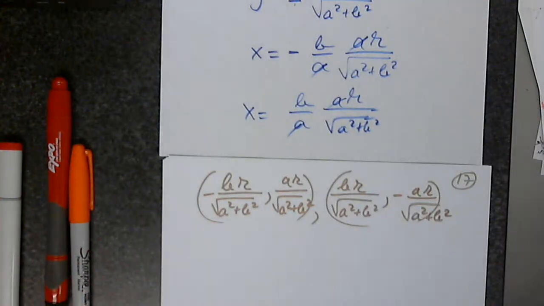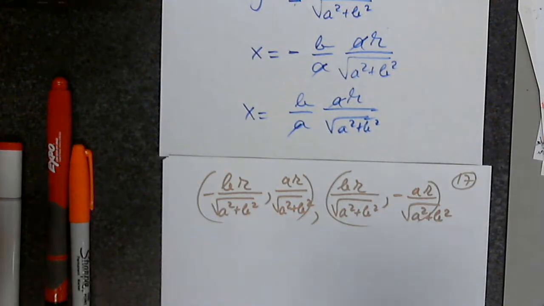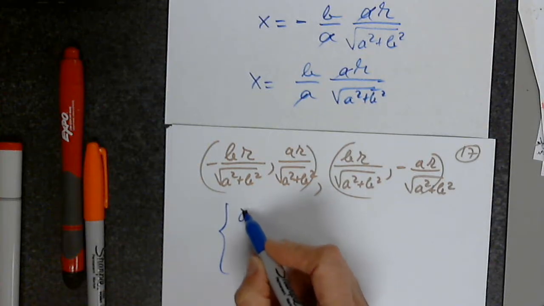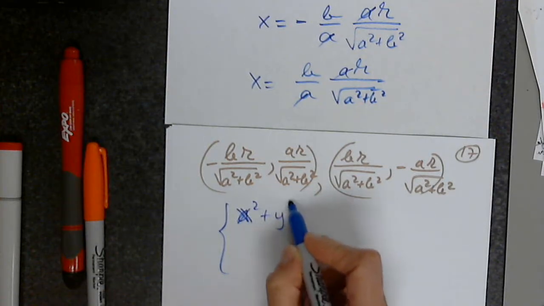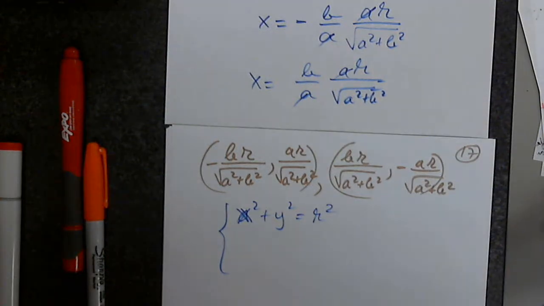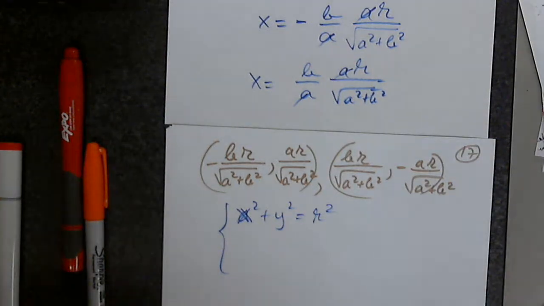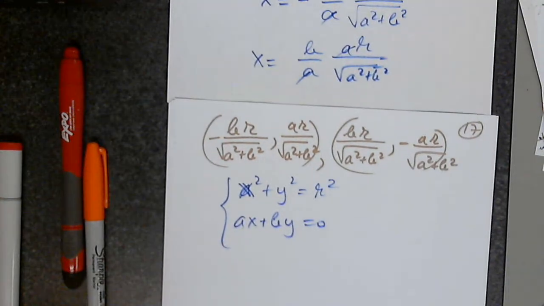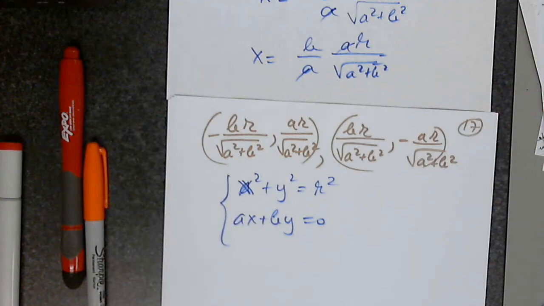Okay. So now, what do I have to find next? I'm going to copy here the system. I need it one more time. It was x squared plus y squared equals r squared, and the other one was ax plus by equals 0, right? Yes. So what do I do next? Do I still have time? Yes. 8 minutes.